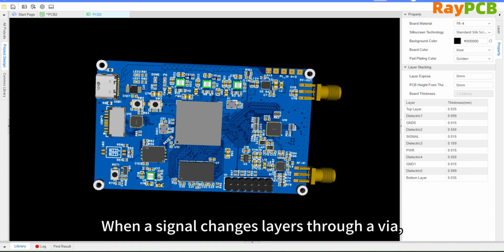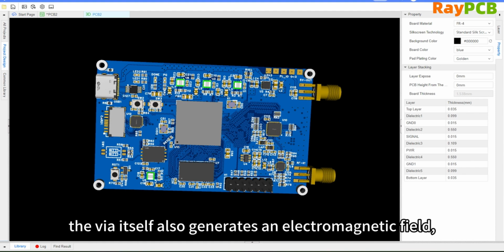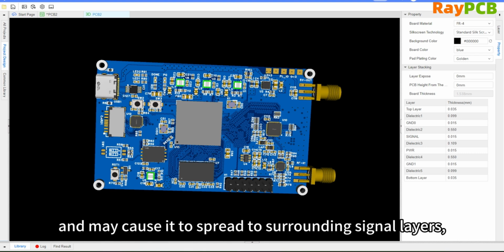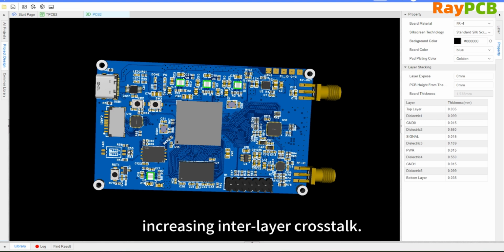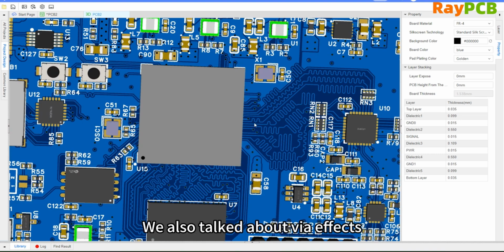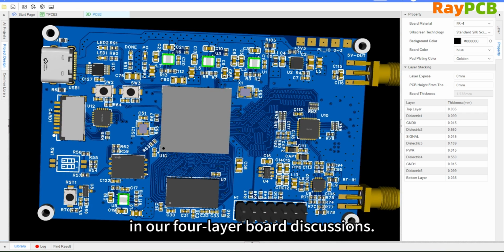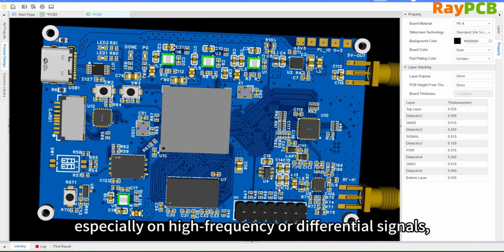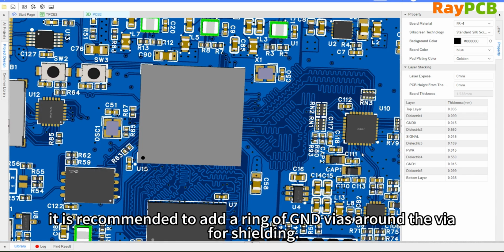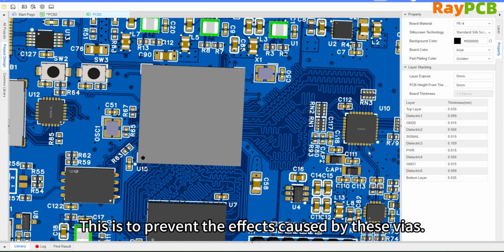When a signal passes through a via for layer switching, the via itself can also generate electromagnetic fields, and this may cause diffusion to the surrounding signal layers. This kind of interference affects us when, as we discussed in the 4-layer board session, we drill holes on these signal lines. For strong signals or critical signals, it's required to add a ring of ground vias around the via. Adding this ring acts as shielding, to prevent this kind of interference caused by the via.